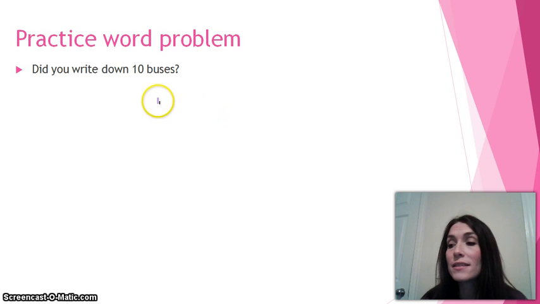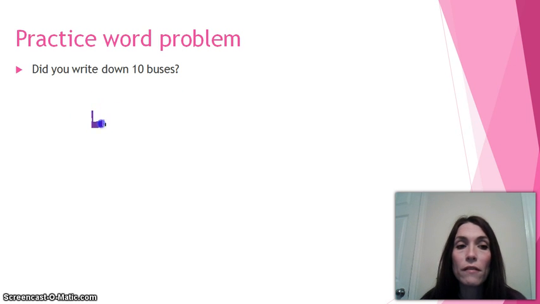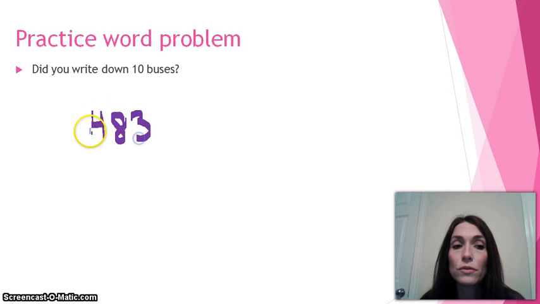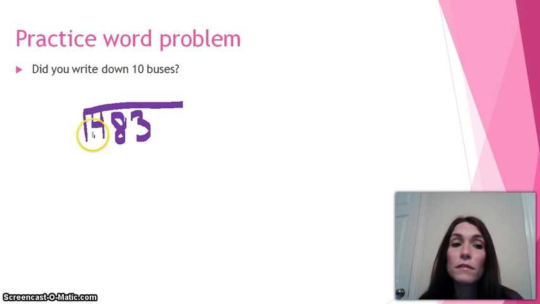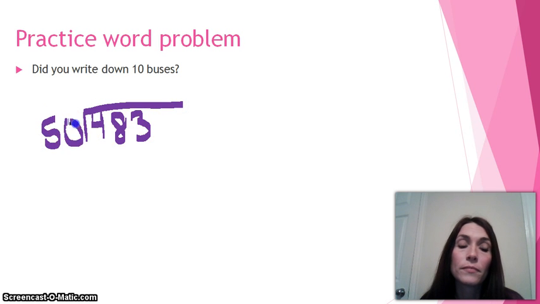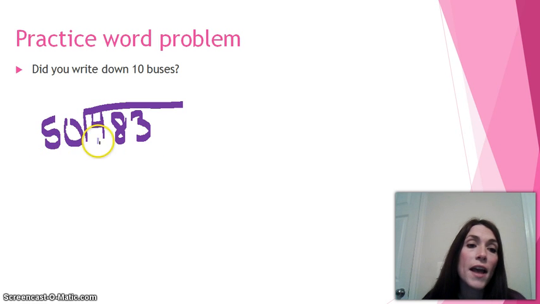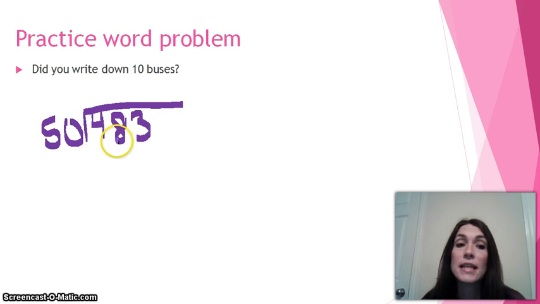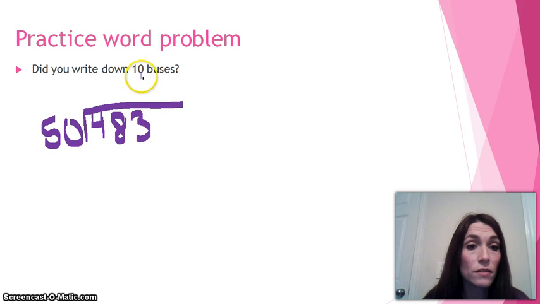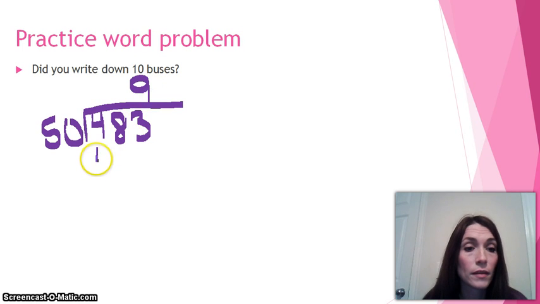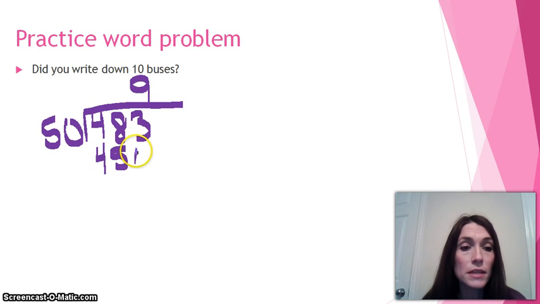Did you write down 10 buses? Well, let's take a look at the problem. So we have 483 Prairie Point students, and we can fit 50 students on each bus. Well, I can't make any groups of 50 out of 48 things, so I have to know how many times 50 will go into 483. I'm going to use the same strategy I looked at before. I know 5 will go into 48 9 times, because 9 times 5 is 45. So I know 9 times 50 is going to be 450.